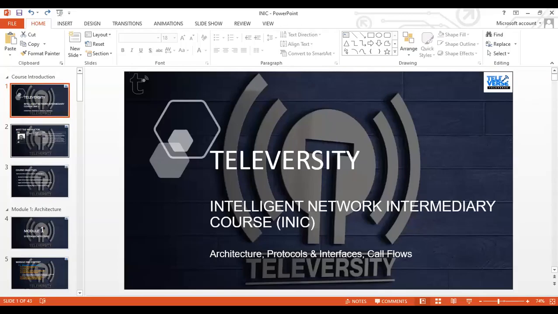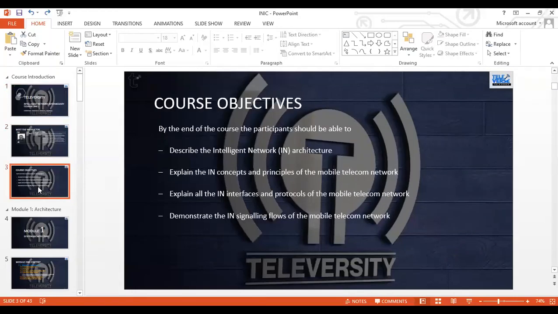So we'll jump straight to the intelligent network. This is the introductory course, and the objectives by the end of the course are to describe the intelligent network architecture, explain the IN concepts and principles, explain all IN interfaces and protocols, and demonstrate the IN signaling flows. All right. Okay, so let's jump right in.